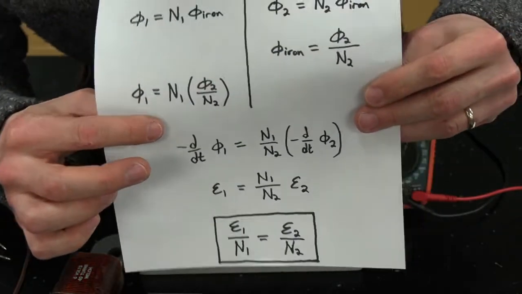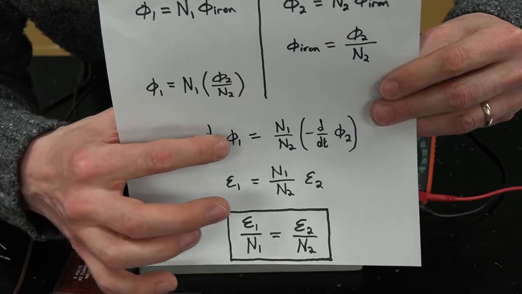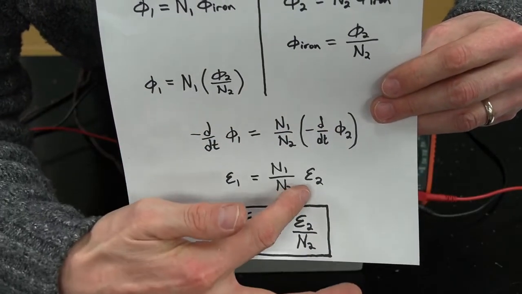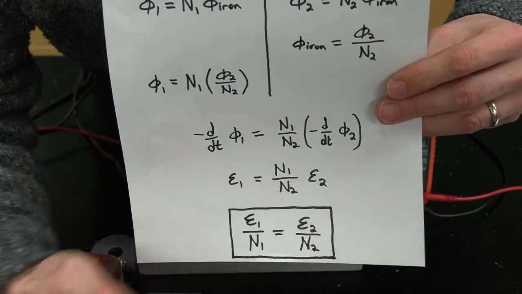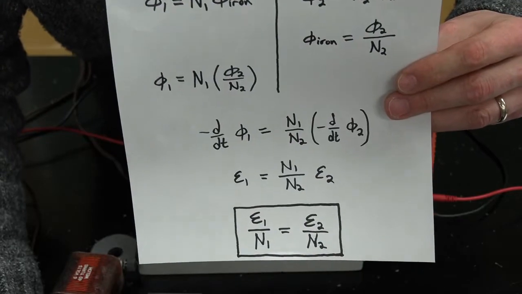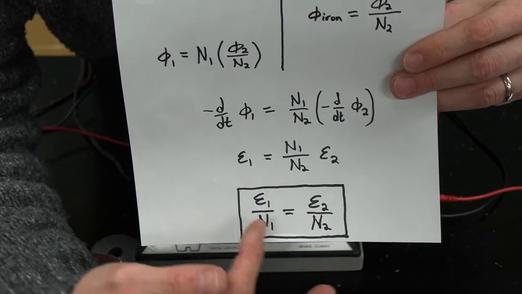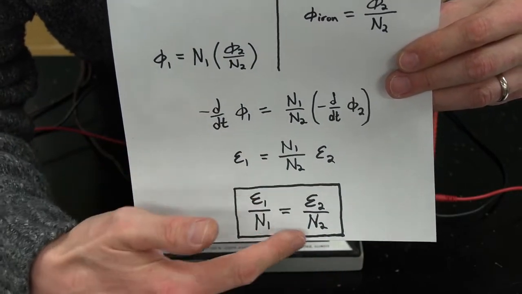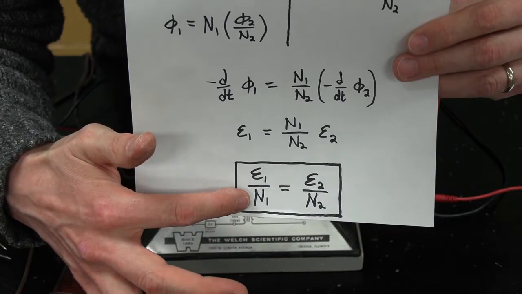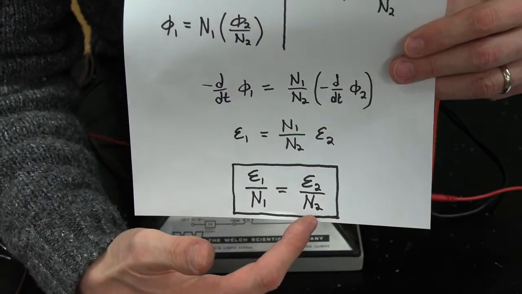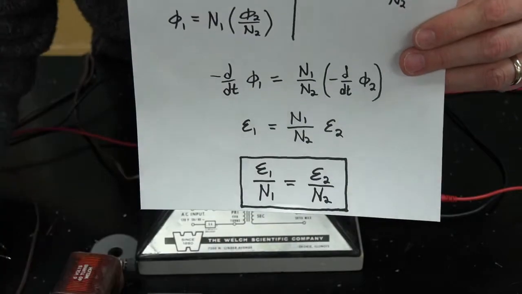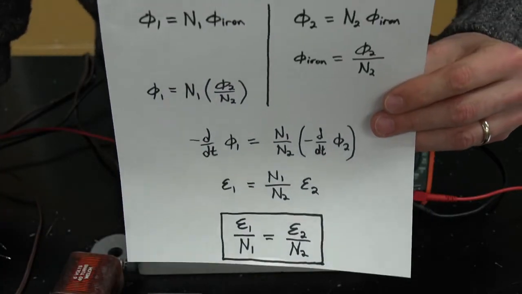So as you can see, the negative derivative of the flux here is the voltage in coil 1. The negative derivative of flux in coil 2 is the voltage in coil 2. And then here are the N's here. And then you get the simple ratio V1 over N1 equals V2 over N2. So for example, we had 120 over 800. And then over here we had, instead of 800, we had 80. So we only had 12 to preserve that relationship.